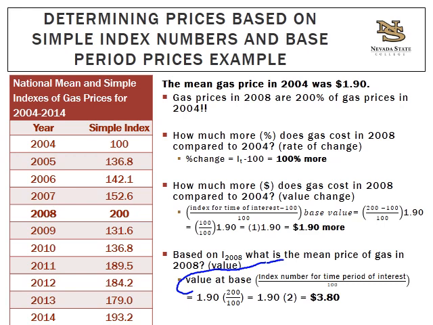So for this, you take the value at the base period, or $1.90, and you multiply that by the index number for the time period of interest divided by 100. So if we're looking at 2008, 200 is our index number for the time period of interest. So you take 200 divided by 100 to get 2, and we know that gas was 1.90 times 2 in 2008, or $3.80.